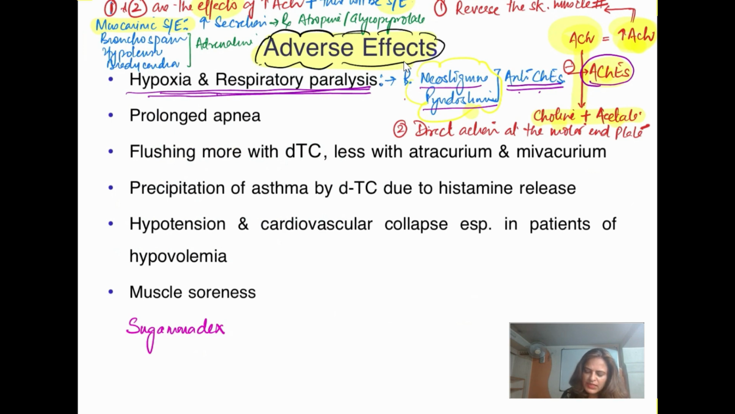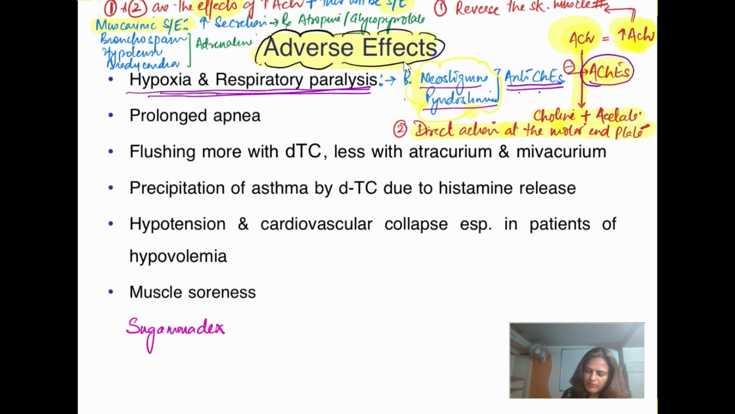So if this is increased, then what will happen? If your acetylcholine has increased, this is definitely going to reverse the skeletal muscle paralysis. This is number one. The second thing is that neostigmine has a direct action on the motor end plate. So these are the two effects.